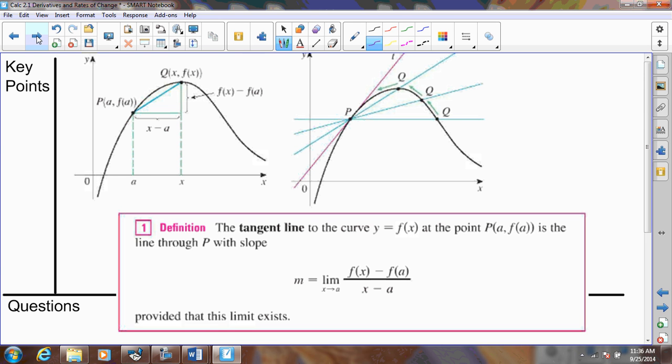Now, because it's a limit, will the limit exist? The limit might not exist. Slope might be a vertical line. And if we have a vertical slope, then there is no slope. So we'd run into problems like that with a tangent, where the limit doesn't exist. That would be an infinite limit.